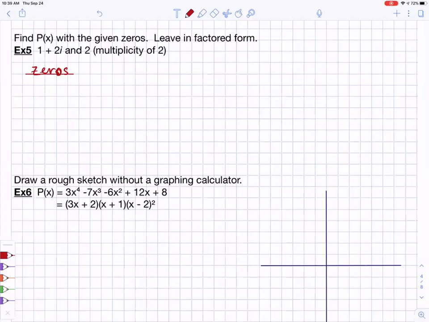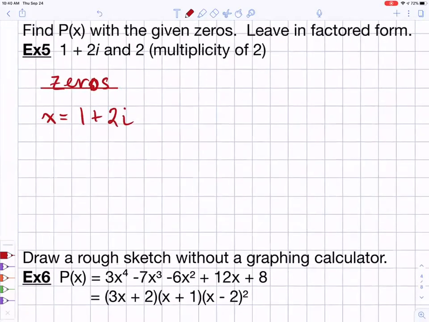So tell me what I have for one of my zeros. Good catch. X equals 1 plus 2i. X equals 1 minus 2i. Becca, where did you get that one? The conjugate. Yep, the conjugate zeros theorem. Okay. What were you saying, November? X equals 2.